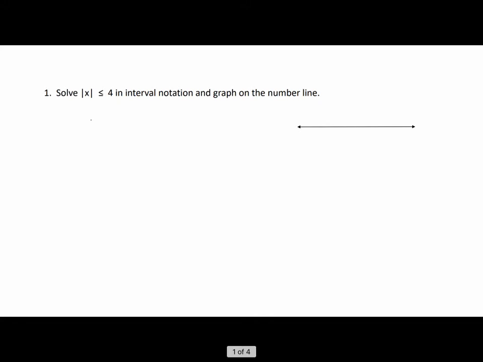So what might that look like? 1, 2, 3, 4. 1, 2, 3, 4. That's 4 units either way. And I want that distance to be equal and less. Well, a smaller distance from 0. 0 is no distance from 0, so that's less than that.